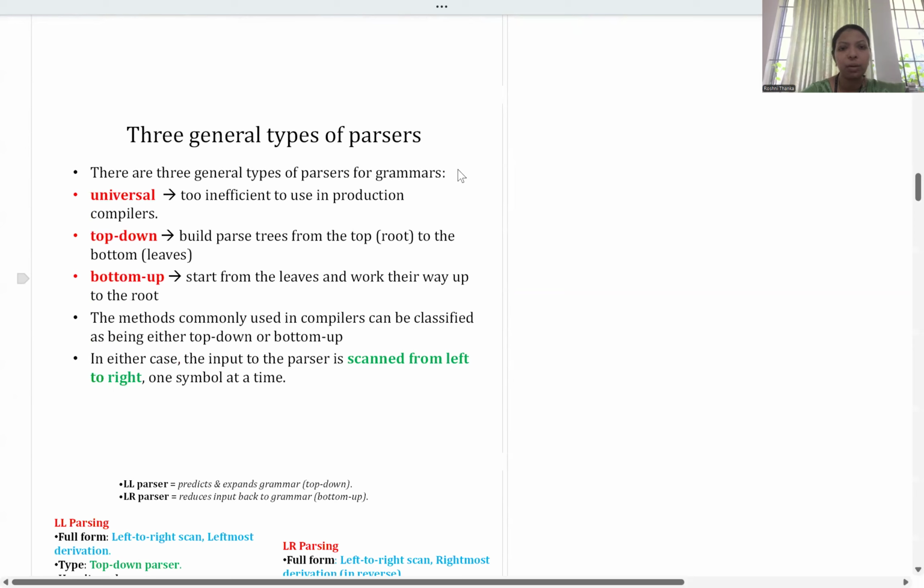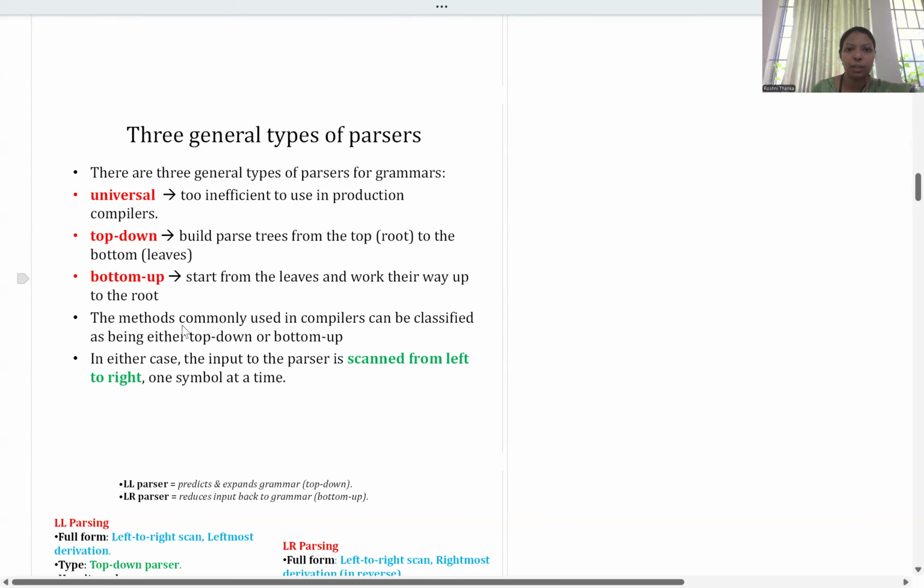So there are three types of parsers available. A parser can also be called syntax analysis, right? The second phase of the compiler. The first one is the universal parser, the second one is the top-down parser, and the third one is the bottom-up parser. This universal parser is not so efficient, so we are not using it. And the other two parsers are the top-down parser and the bottom-up parser.